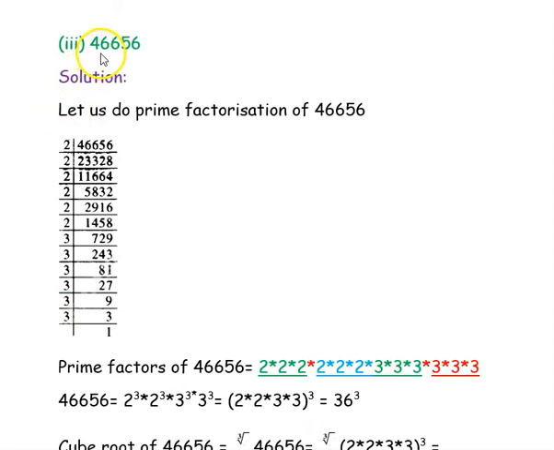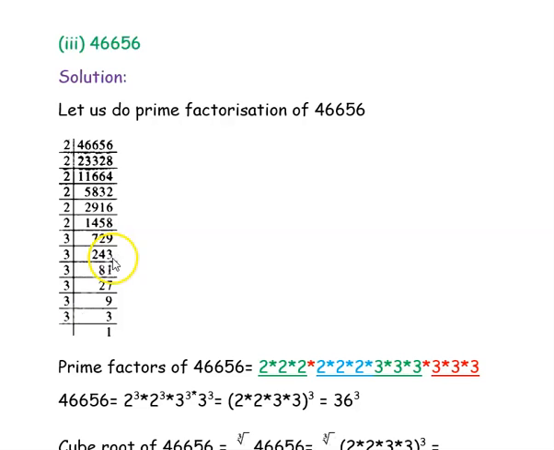Next number given is 46,656. Now let's do the prime factorization of the given number 46,656. So I am starting by dividing by 2. So I get 23,328, which again divide by 2 I got 11,664, which further divide by 2 I got 5,832, which further divide by 2 I got 2,916, again divide by 2 I got 1,458, which again divide by 2 I got 729.